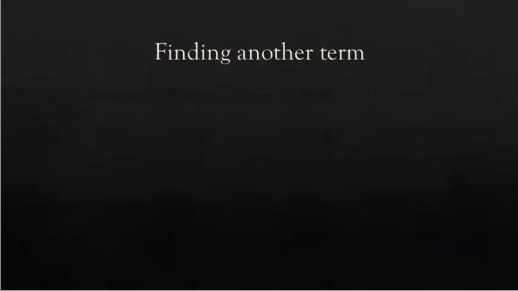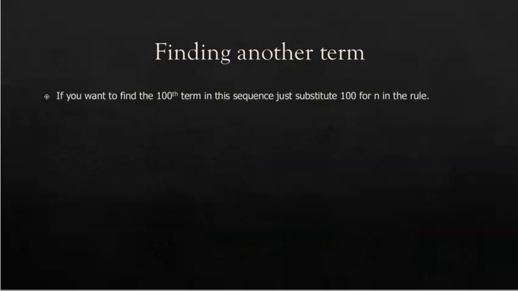Now that I have the rule, I can find any term. If you want to find the 100th term in the sequence, we'll just substitute 100 for n in our rule. So our rule was -3n plus 7. So if I substitute n as 100, what am I going to get? I have -300 plus 7. So that will be equal to -293. So that's my 100th term.